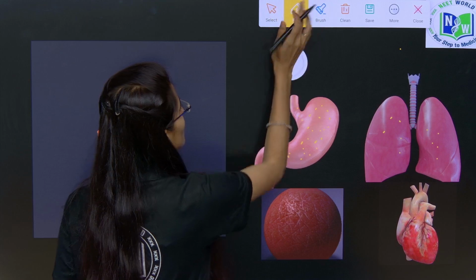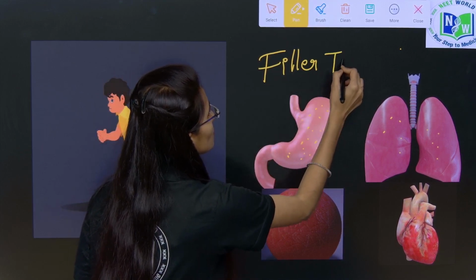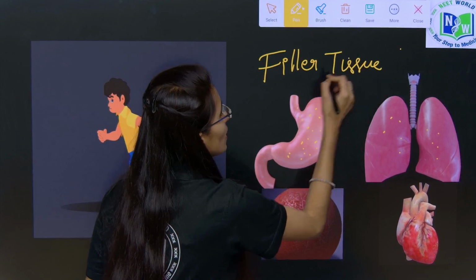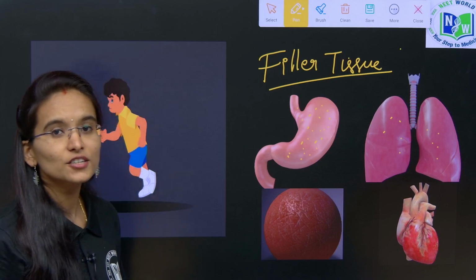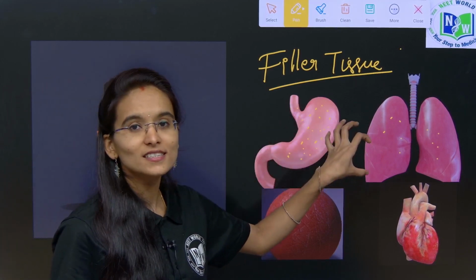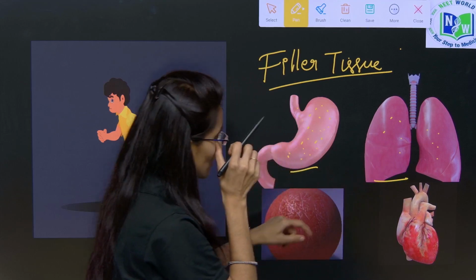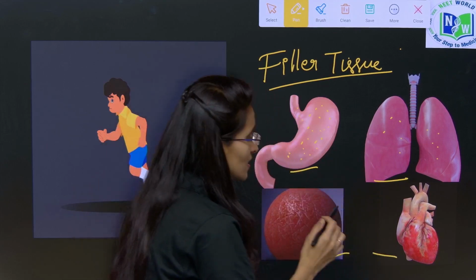It is also called what, children? It is also called filler tissue. Which is called filler tissue? Areolar connective tissue is also called filler tissue, as it is going to fill the space inside the internal organs like stomach, lungs, heart and skin.